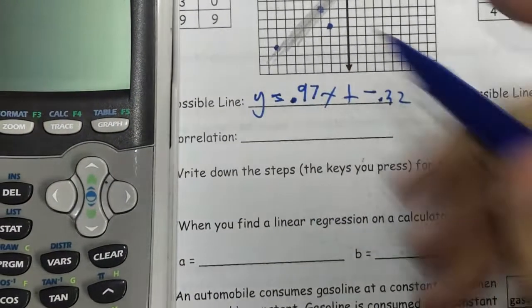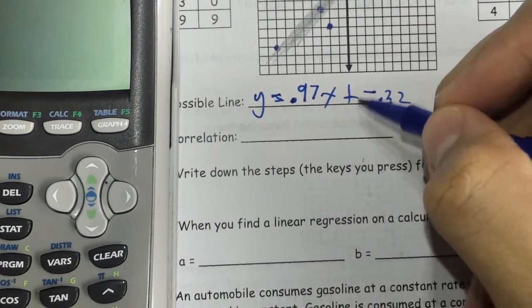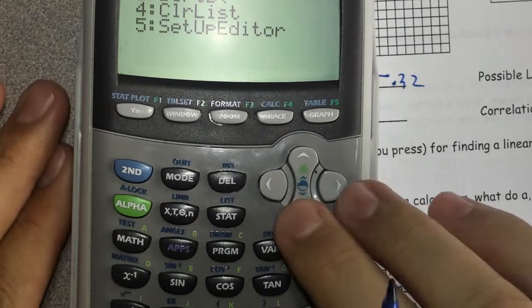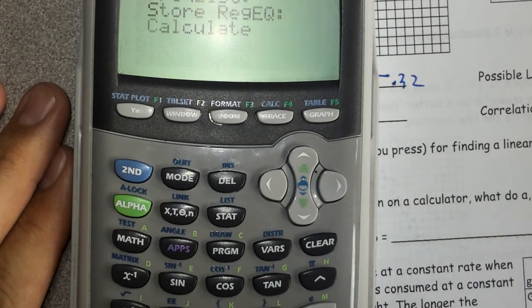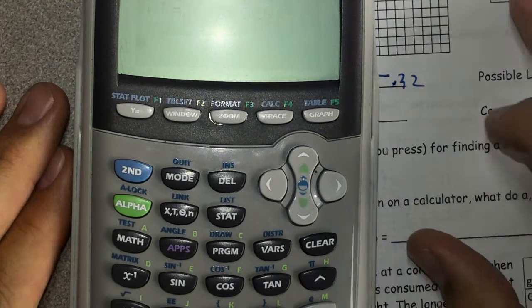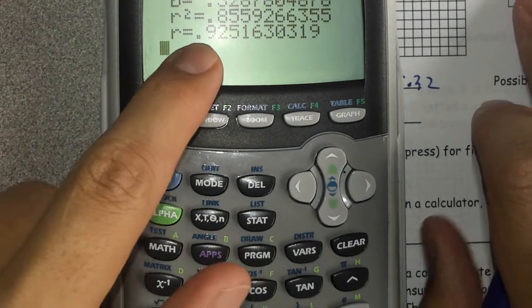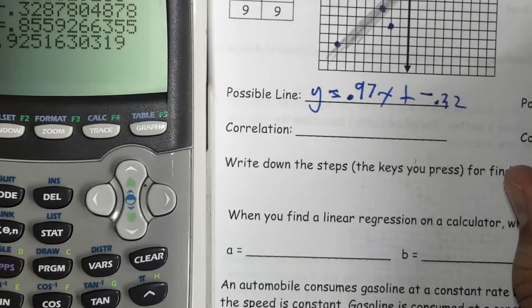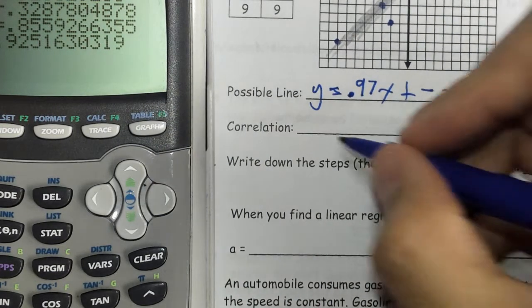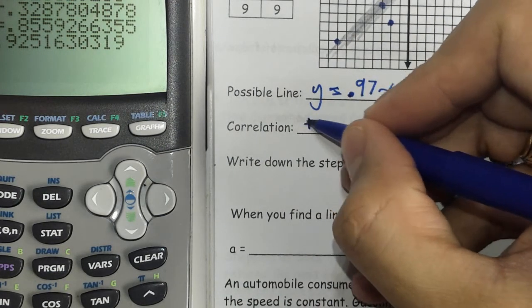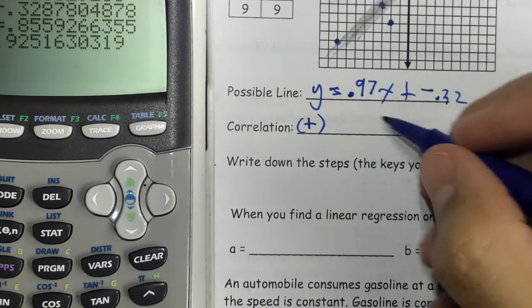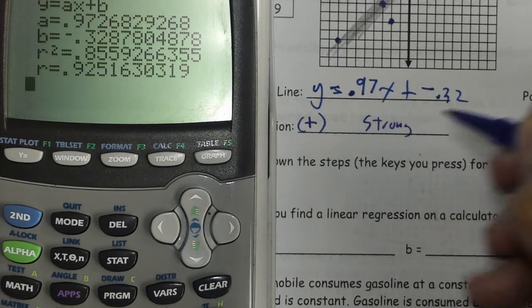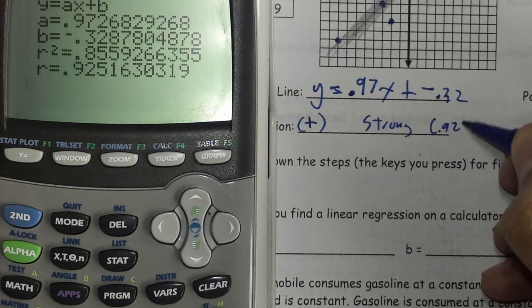My correlation was, I don't know. Let's go back. Calculate. My correlation coefficient was 0.92, which means I had pretty good correlation. It was positive correlation, and it was strong correlation because of the 0.92. And that number was 0.92.